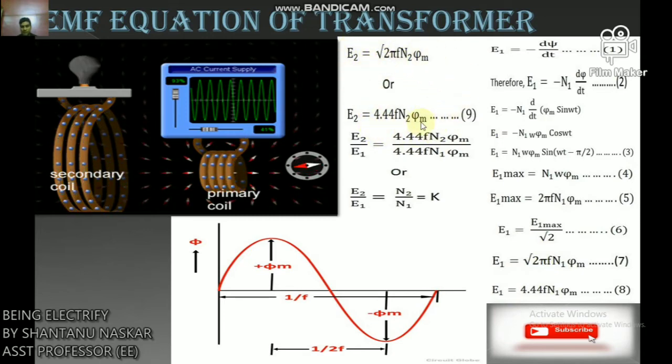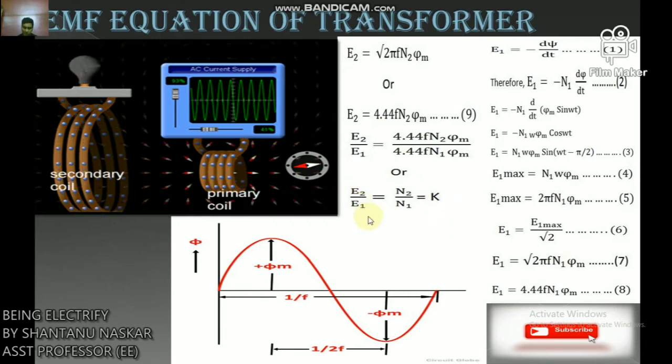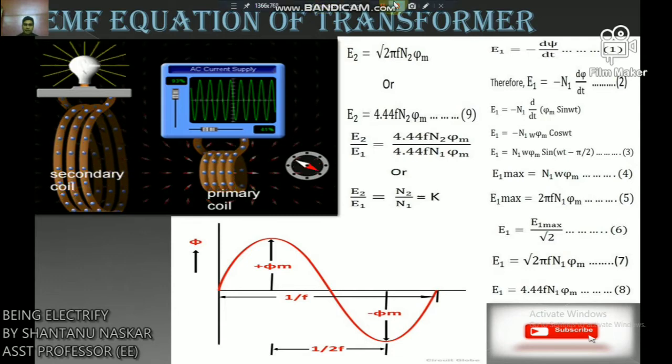Now equating equation 8 and equation 9, we can say E2 by E1 equals 4.44 f N2 phi m by 4.44 f N1 phi m. From here we can write E2 by E1 equals N2 by N1 equals K, where K is the turns ratio. This equation is called the turns ratio, where K is known as the transformation ratio. So this is the EMF equation of the transformer.